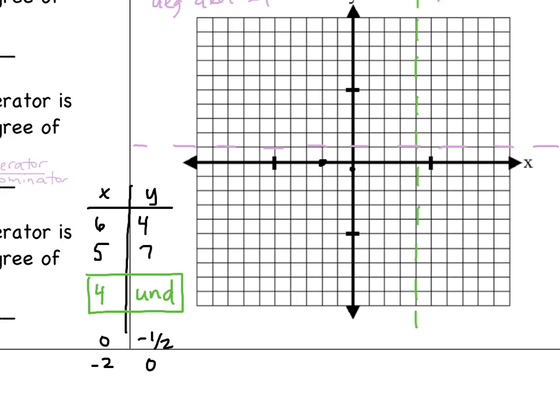So we could plug these points in, and then we will be good to go. So 5, 7 is about there, and 6, 4. And then, of course, we can draw our branches following along our asymptotes. So it's going to look something like that. And then this guy over here is going to look something like that. So rule of thumb, 2 points per branch. Let's go over to the next page and get some more practice.